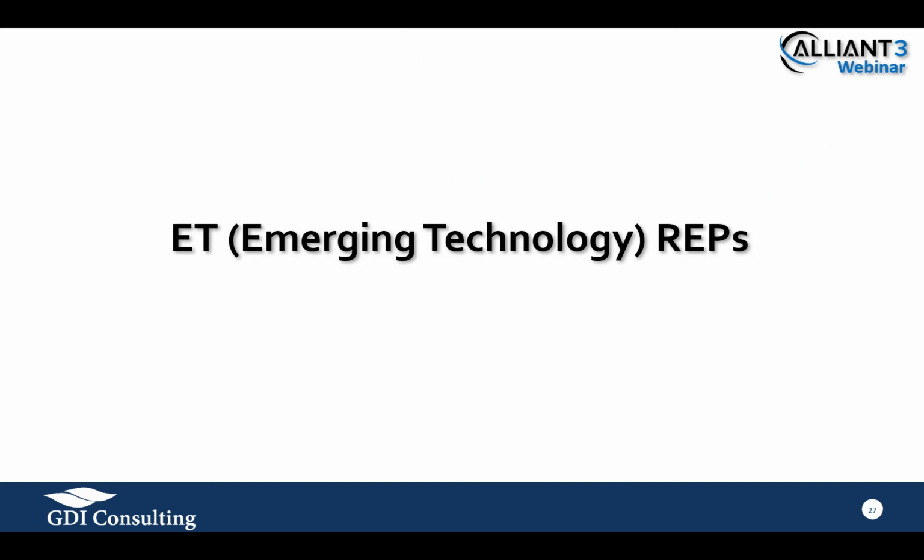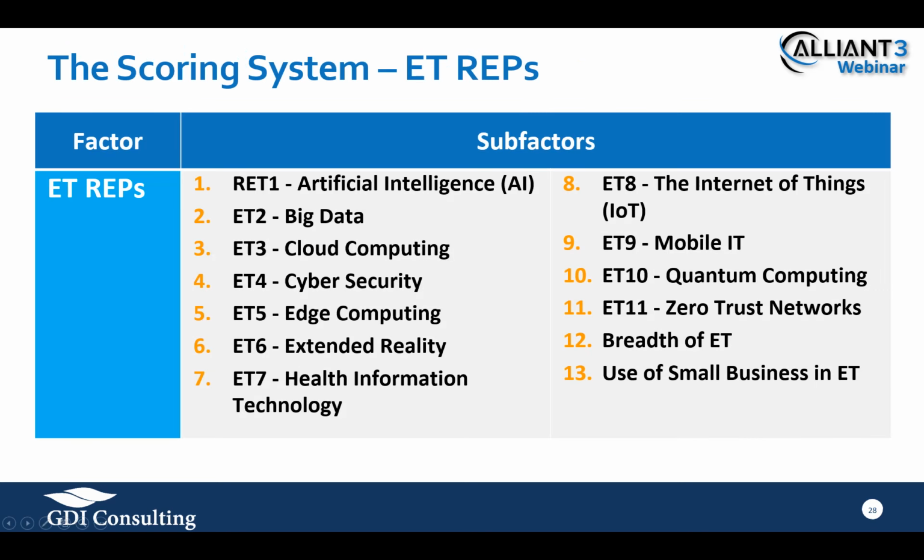Moving forward, let's look at the ET REPs, the emerging technology REPs. Okay, so here we have a lot of subfactors, 13 overall. There are 11 emerging technology areas, which starts from artificial intelligence, big data, cloud computing, cybersecurity, all the way to the 11th one, which is zero trust networks. These are the 11. And then we have the 12th subfactor, which is called breadth of ET. And then the 13th one is use of small business in ET, and I'll explain those.